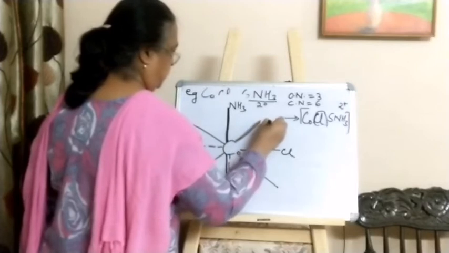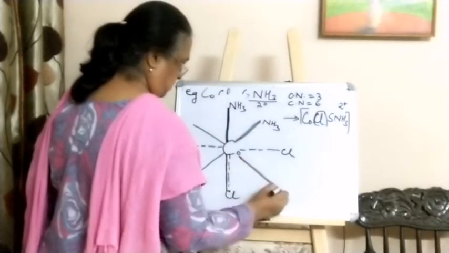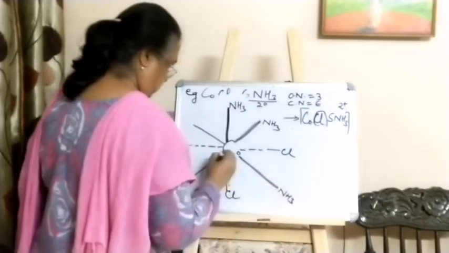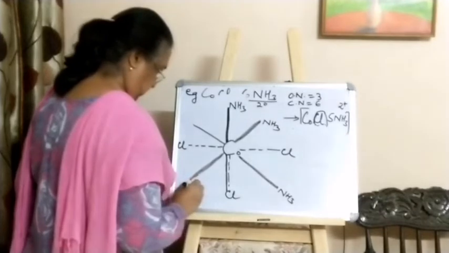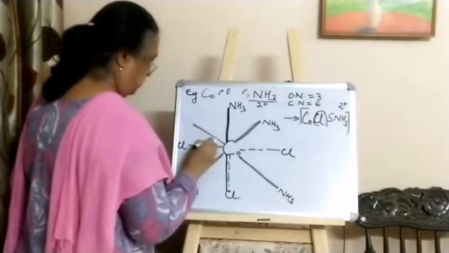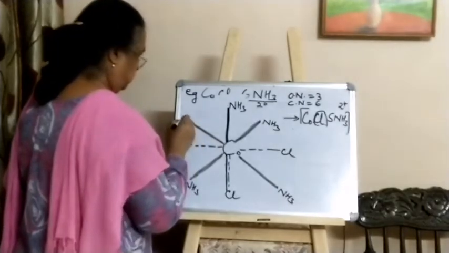This is ammonia. You can make it thick. And this one also thick line, that is ammonia.